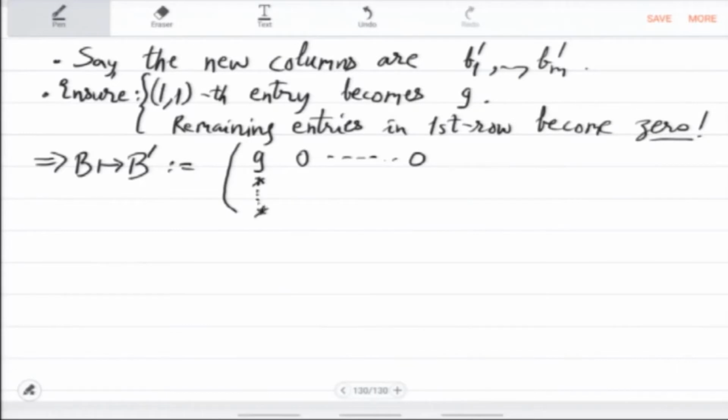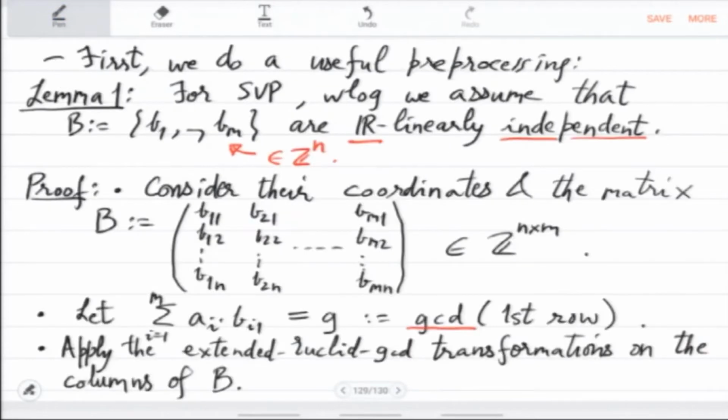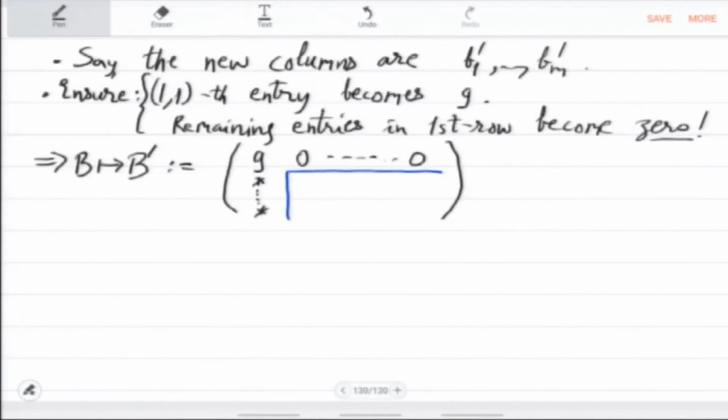They may be 0, they may not be 0, you don't know. And then you have this lower submatrix, so this is n cross m. So you get this n cross m matrix B prime. What this combined first step has achieved is it has made the first row normal form. It's almost the zero row except the first entry being the GCD.